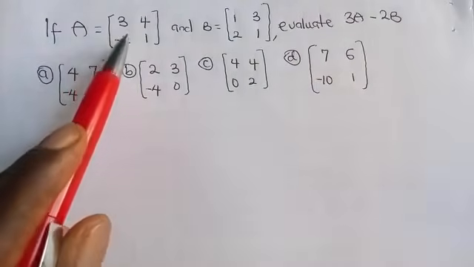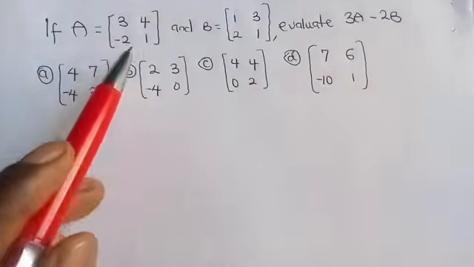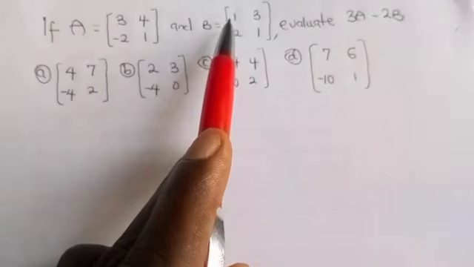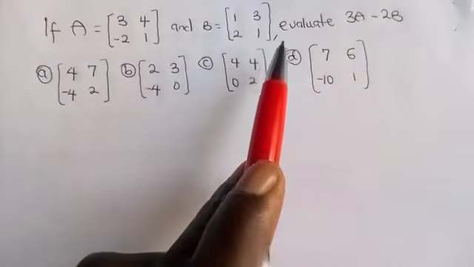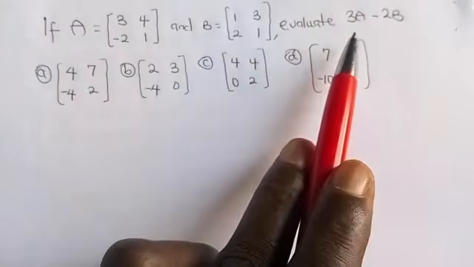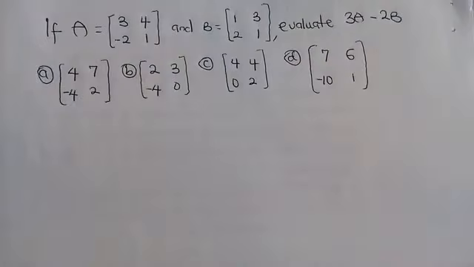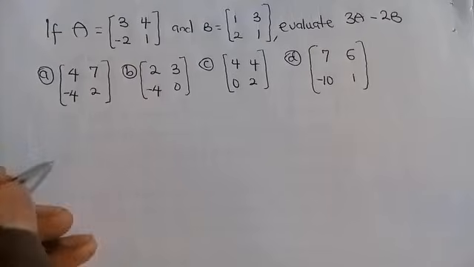If matrix A is equal to 3, 4, minus 2 and 1, and matrix B is equal to 1, 3, 2, 1, we are to evaluate 3A minus 2B. Now, 3A is a scalar multiplication of matrix A, while 2B is a scalar multiplication of matrix B. That is, you pick 3, which is a constant, and you multiply it by matrix A.